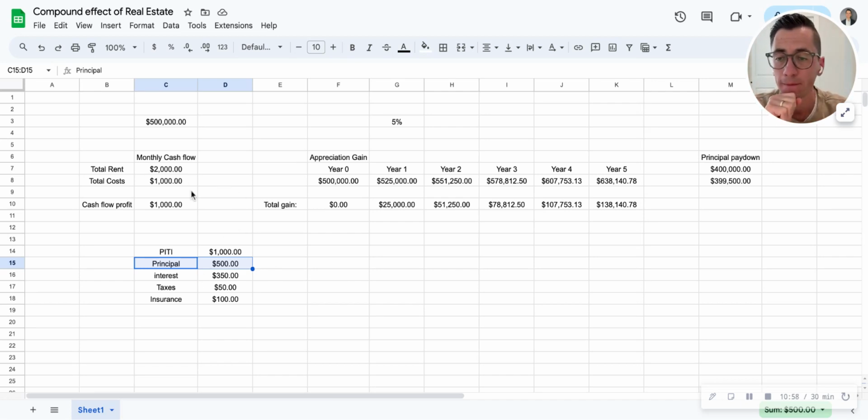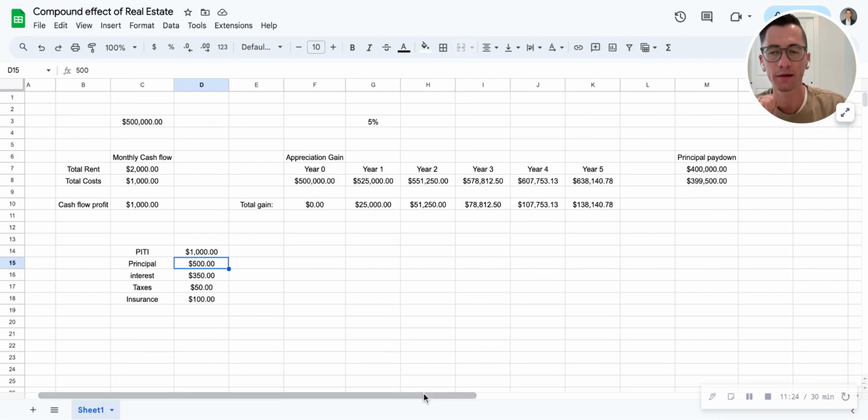Every single month you have renters in your house. They pay the $2,000. Of that, 350 goes to interest to your mortgage broker, the person that gave you your loan. $50 goes to taxes, $100 goes to insurance. That's all bye-bye money. But the principal, that goes back into your house. And then the other $1,000 goes into your actual bank account as profit.